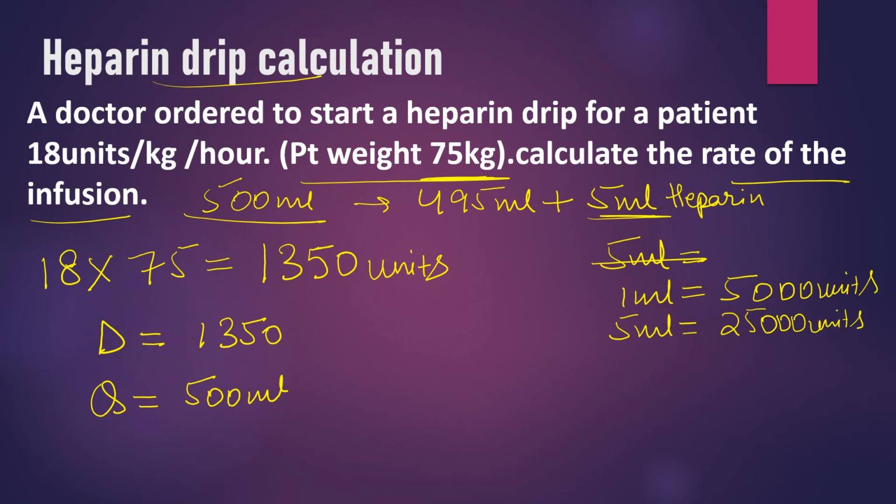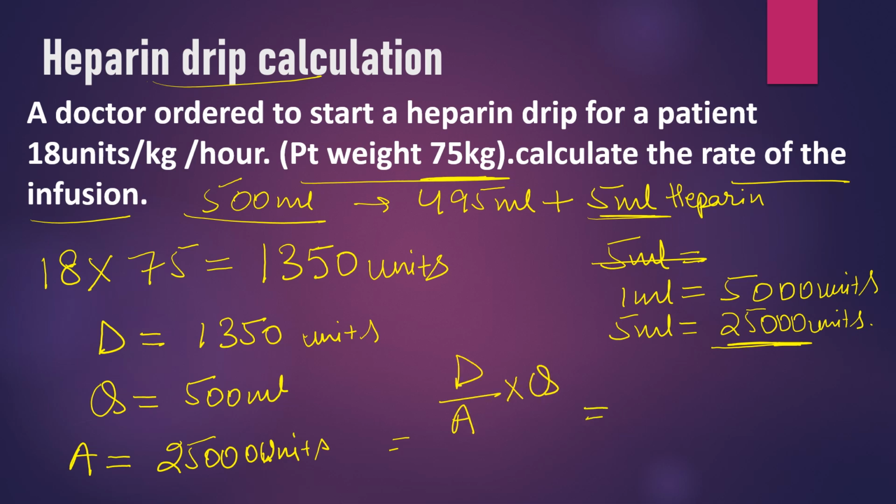Okay. Now the available amount is what? 25,000 units. Okay. So now we will calculate D upon A into Q. D is 1350, available is 25,000, 25,000 into what is the total, what is the quantity? 500 ml, because we have made the whole drip in 500 ml saline, right?